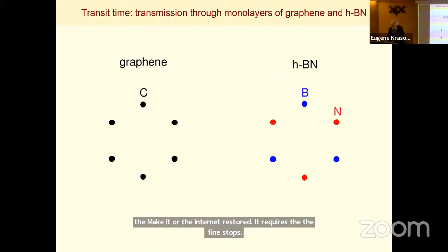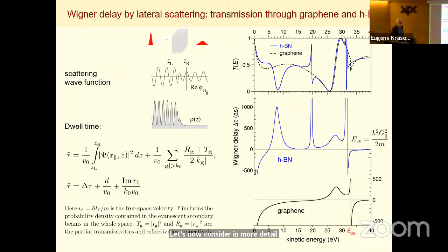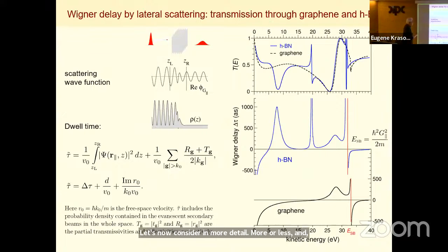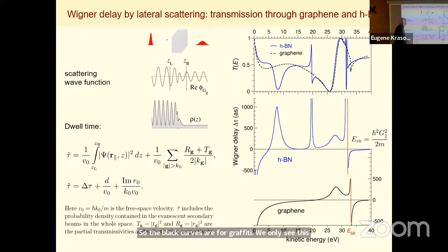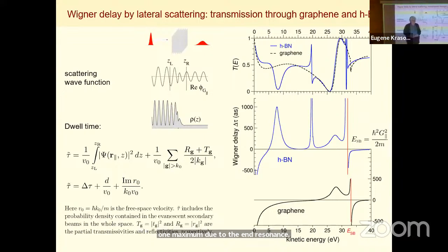Let's now consider in more detail monolayers of graphene and boron nitride. Here, the black curves are for graphene. We only see this one maximum due to the N resonance, whereas the boron nitride is more complicated. It gives rise to 2 more sharp structures.